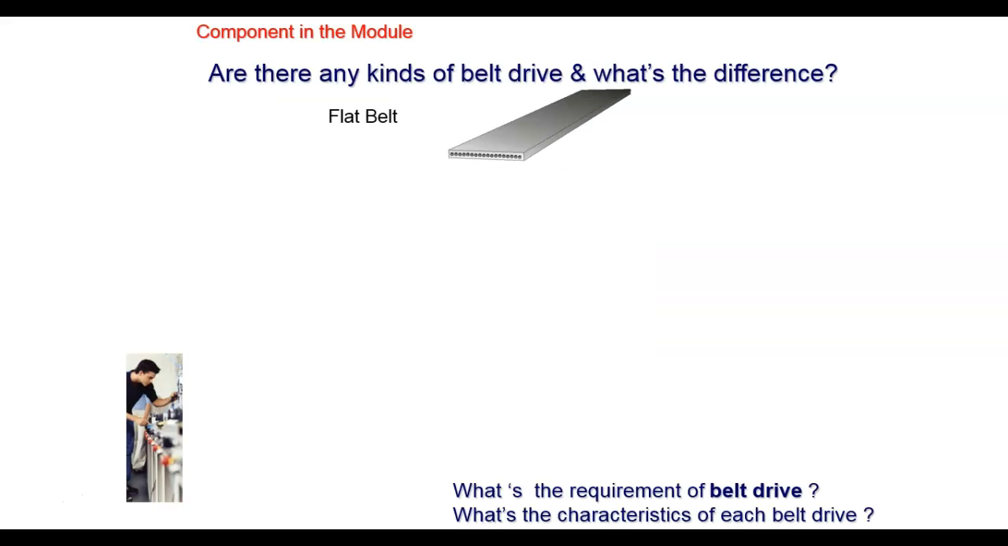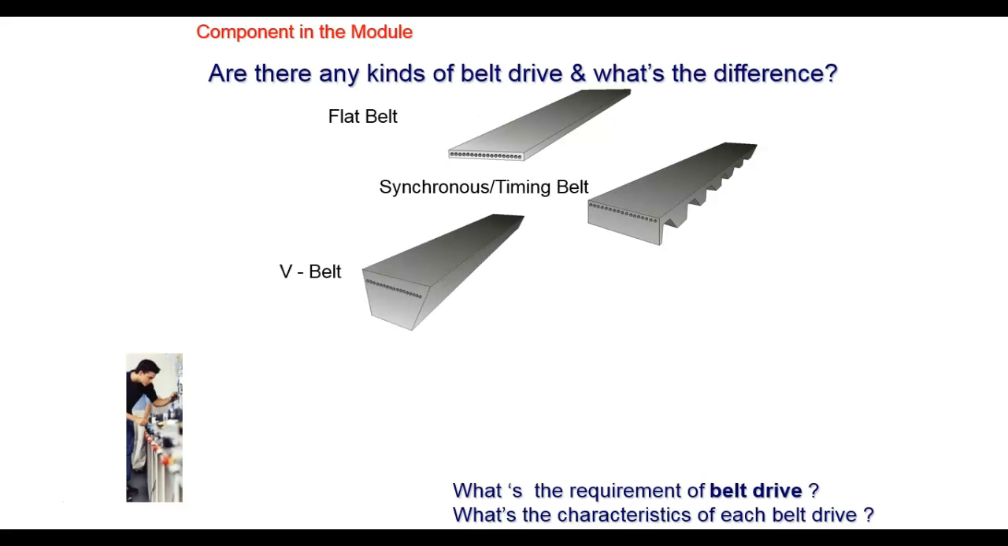So we have the flat belt. Probably the most popular is the synchronous belt. This is used a lot on automobiles. The pulleys actually have teeth in them, and the belts have teeth, right? So those are very popular. V-belts, these are probably the most popular out there. These are used in a lot of places.